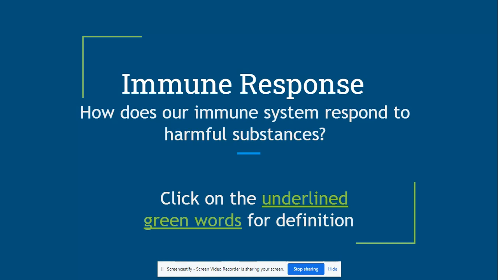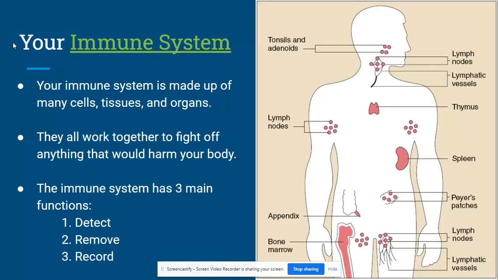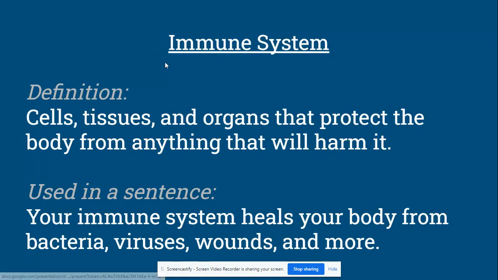This PowerPoint that we're going to go through, you have access to, and you'll see throughout that I have underlined green words. If you click those words, it'll take you to a slide with the definition and a little bit more information. So for example, click on your immune system, and it'll give you the definition and a bit more information about that.